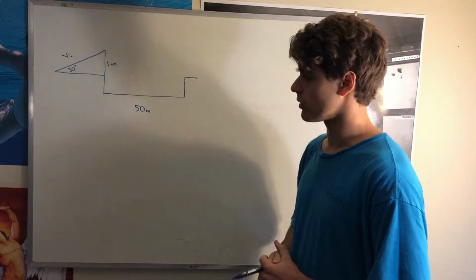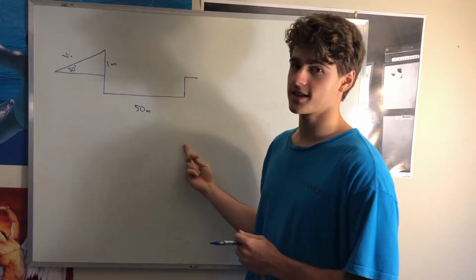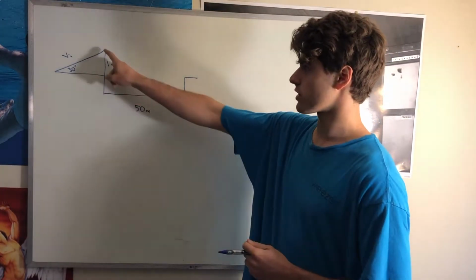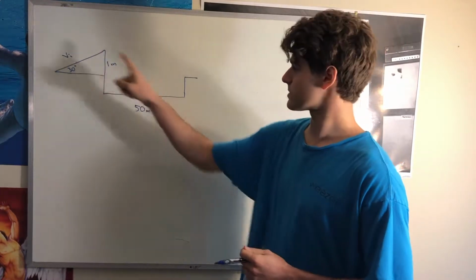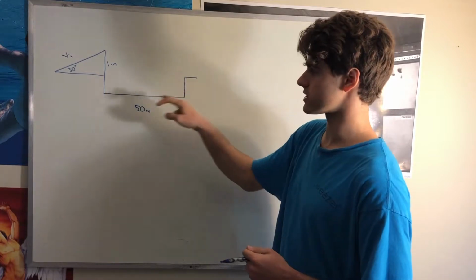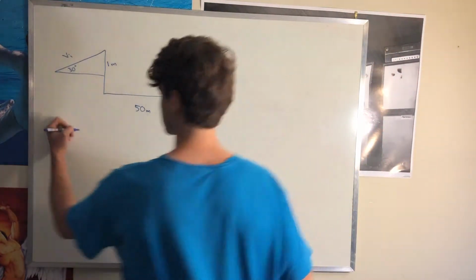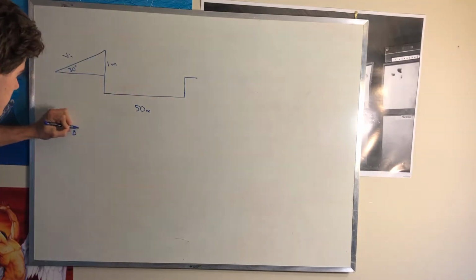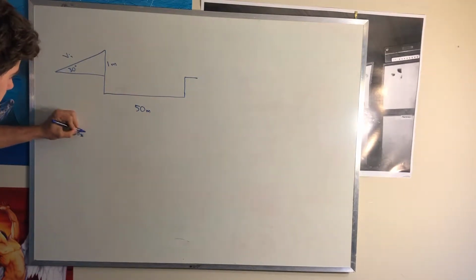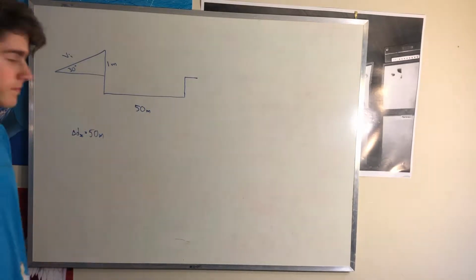So what do we know? What are we given? Well, the displacement along the x-axis will be 50 meters, because we're trying to figure out what VI has to be for him to get here. And for him to get here, he will have traveled 50 meters on the horizontal axis, or the x-axis. So I'm going to write: displacement along the x-axis equals 50 meters.